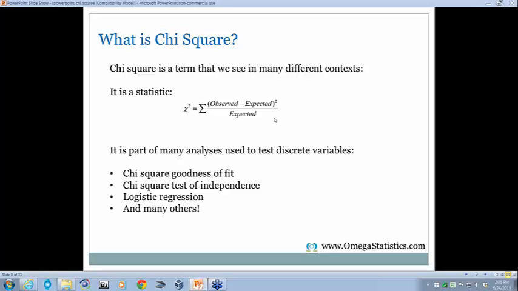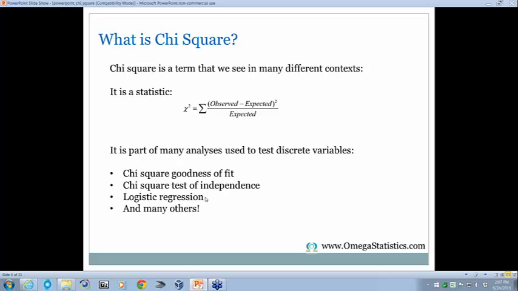We'll see that a little bit. I'm not really going to get too much into the mathematics of it today. It's basically just what context the chi-squares would be used in, and also how to maybe run them in SPSS. Chi-square is also a part of many analyses used to test discrete variables. We have the goodness of fit test we'll cover today. We're also going to cover the test of independence.